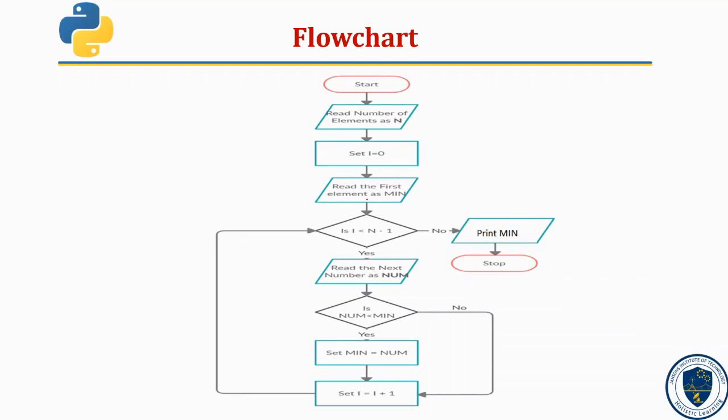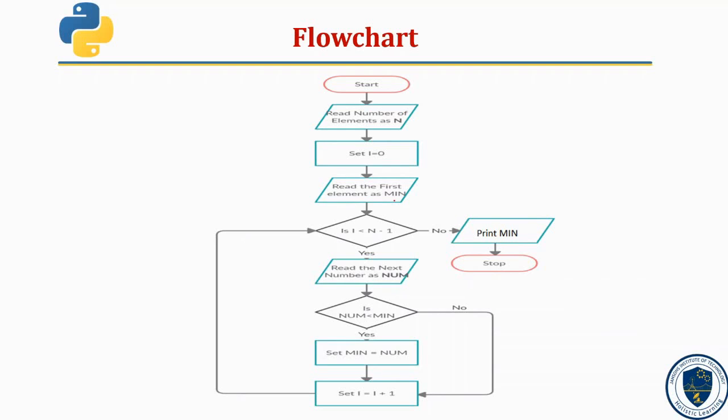Next I am reading the first element as min. So I am reading, so I am using the parallelogram. Here I am going to check the condition. So if the condition gets true, I am going to keep on executing. That is, I am going to take all the elements from the list and process them and find the minimum. So here I have used the decision symbol, the diamond symbol, and I have given the logic within that. So the condition inside the decision is I less than n minus 1.